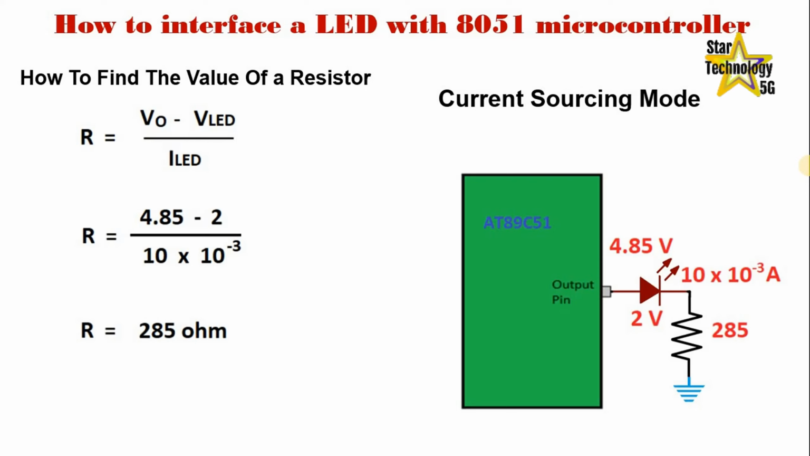Generally, a microcontroller port pin can sink current better than it can source current. So, I will use the current sinking mode of the LED. First of all, I will draw its circuit in Proteus.